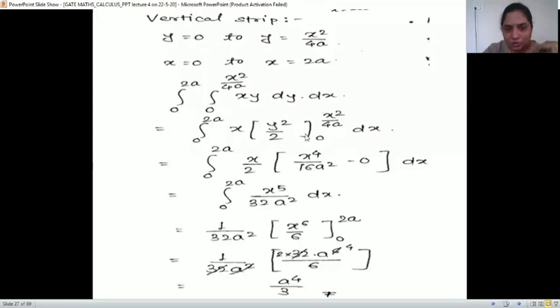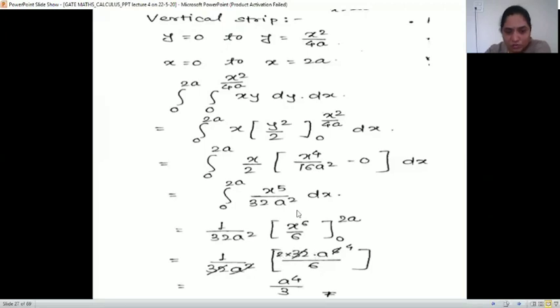So it is x raised to 4 by 16a square minus 0, and multiplying we get x raised to 5 upon 32a square. This is from 0 to a. This term is constant outside, and the integration of x raised to 5 is x raised to 6 by 6 from 0 to 2a, right? Apply x is 2a and then x is 0.